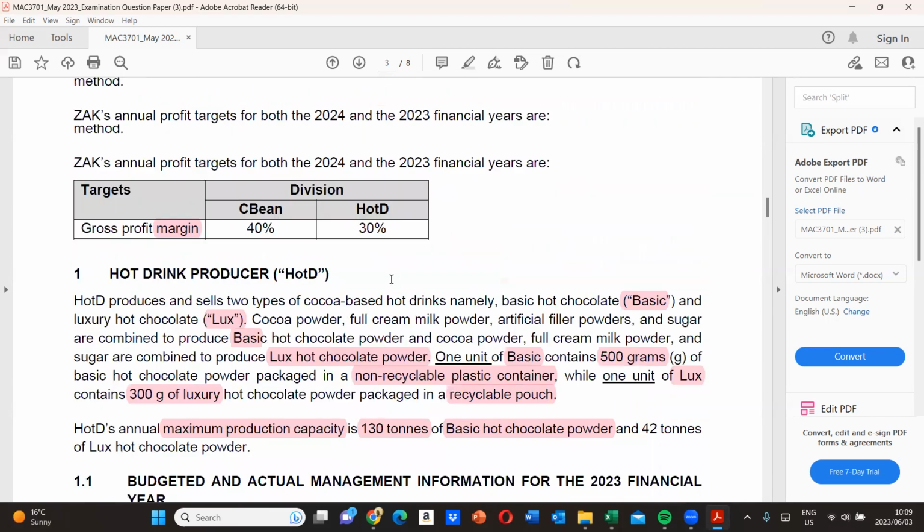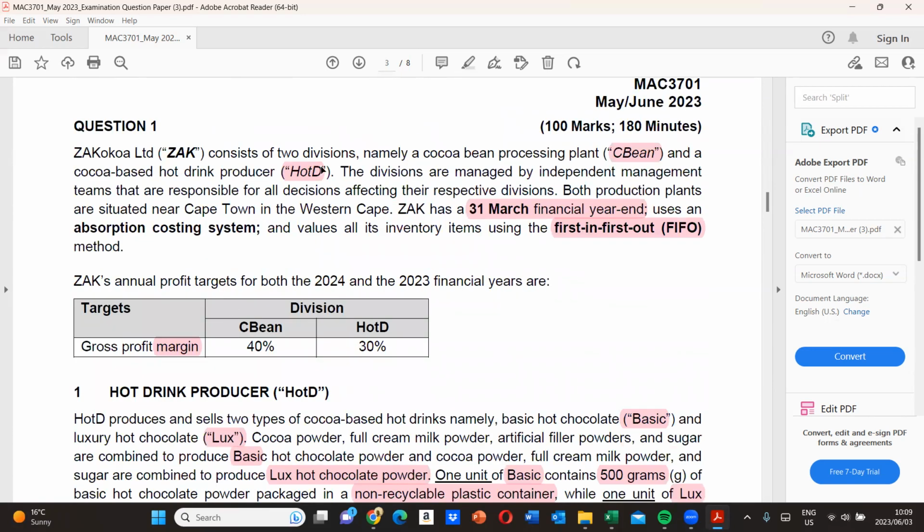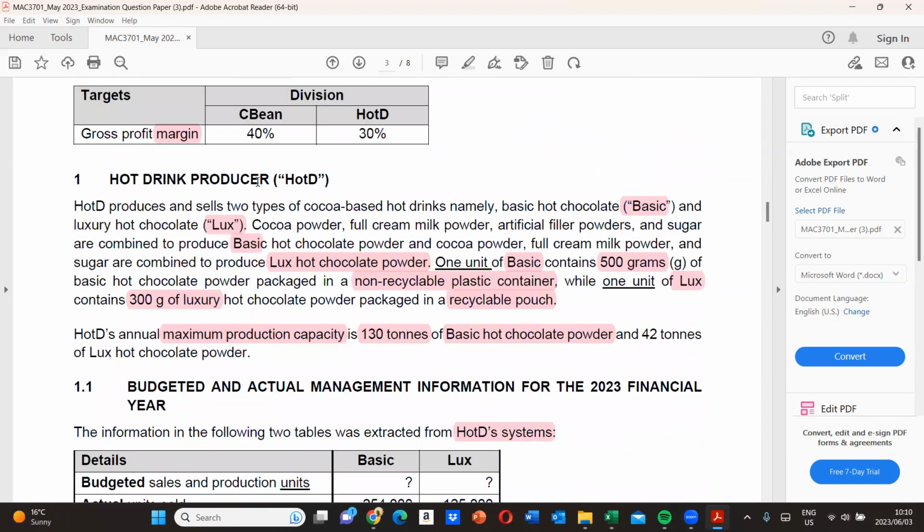Right, so can you see? In respect to this, we just ran through the background information. This is the company, which consists of 2 divisions. The divisions are independent of each other. And then let's see, the drink producer sells 2 types of cocoa-based hot drinks, namely basic hot drink and hot chocolate. Cocoa powder, full cream milk powder, artificial filler powders, and sugar are combined to produce Lux hot chocolate powder. So in this regard, what can you guys think of? Let's be practical.